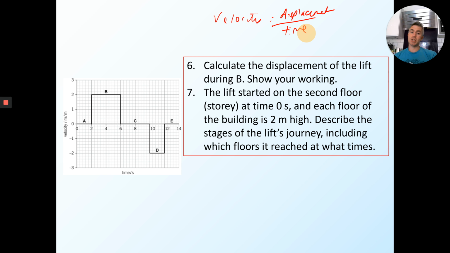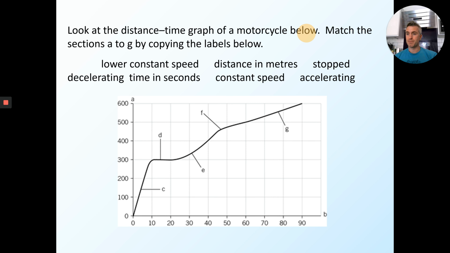7. The lift started on the second floor at time 0. Each floor of the building is 2 meters high. Describe the stages in the lift's journey. Here we have the next question. Look at the distance time graph of a motorcycle below. Match the sections A to G by copying the labels below. So basically, write those words down.